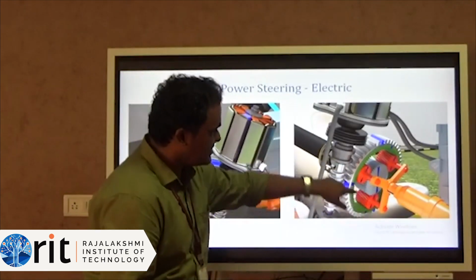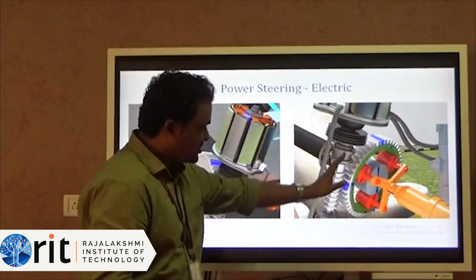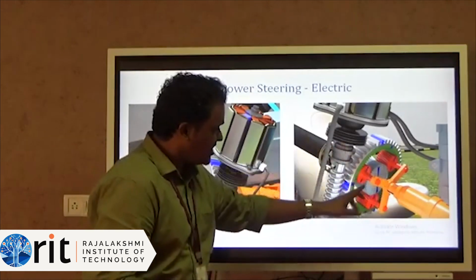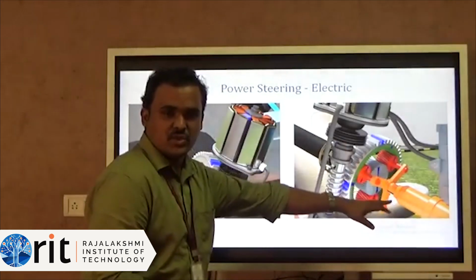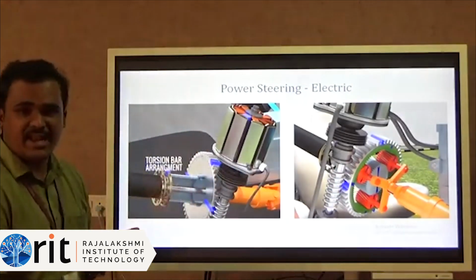This is the sun gear and these are the planet gears. And this is the ring gear assembly. When the motor rotation stops, using this sun gear, the rotation will transfer to here using the planet gear setup. So there won't be any stoppage in the circuit. So this is the power steering in electrical mode.